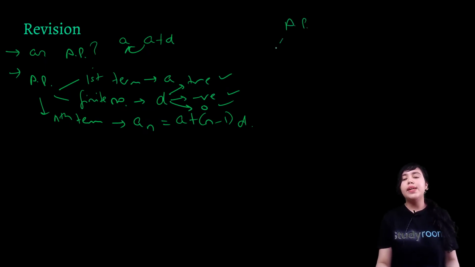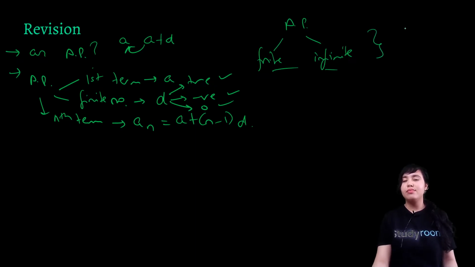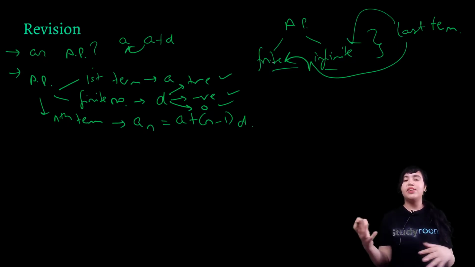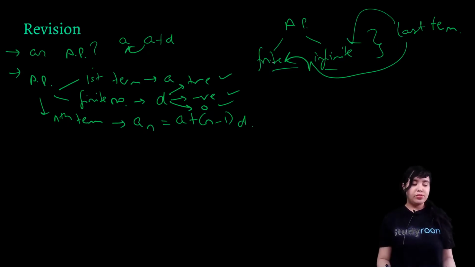Then an AP can be of two types, finite and infinite. How do we find out if it's finite or infinite? What do we look at? We look at the last term. So if the last term is present, what do we call it? Finite. And if it is not present, we call it infinite. Finite means it has a finite number of terms. Infinite means it has an infinite number of terms.